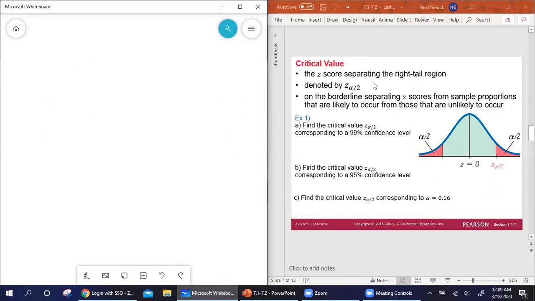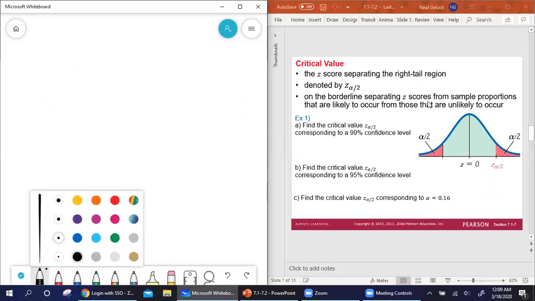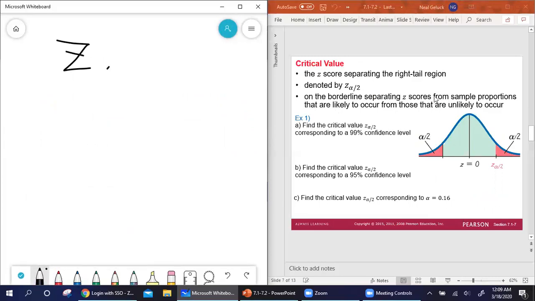Now realize that we were doing Z of alpha. Now we're doing Z of alpha over 2. So what I'm going to have to do is take the area that's in the tail and divide it in half. You'll see what I mean in just a second.